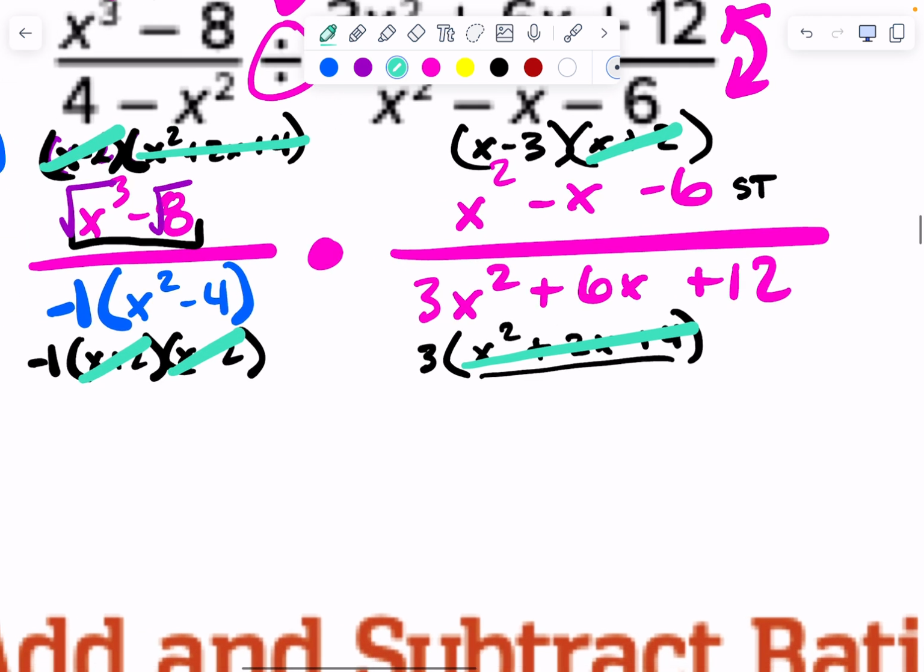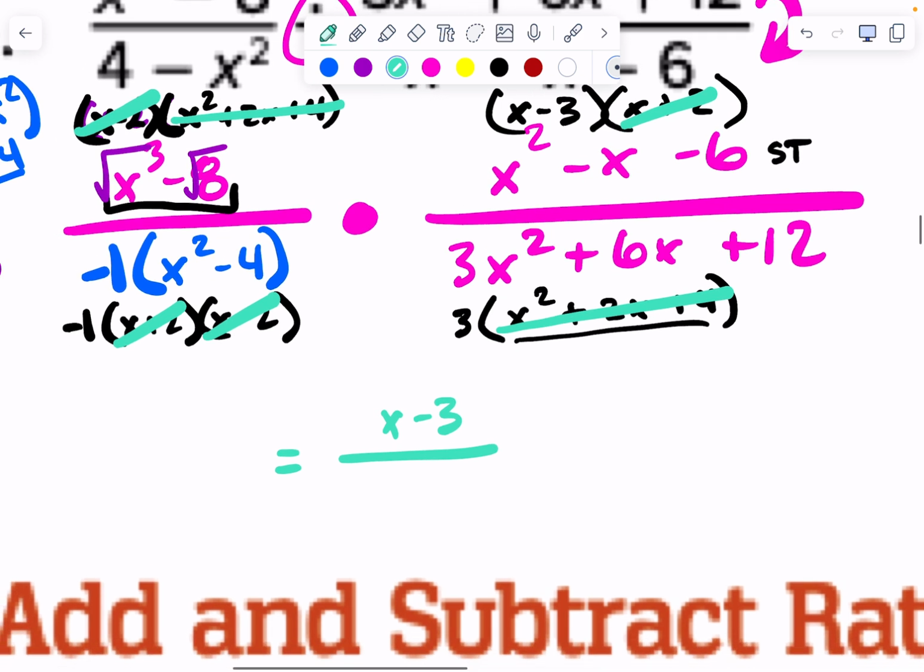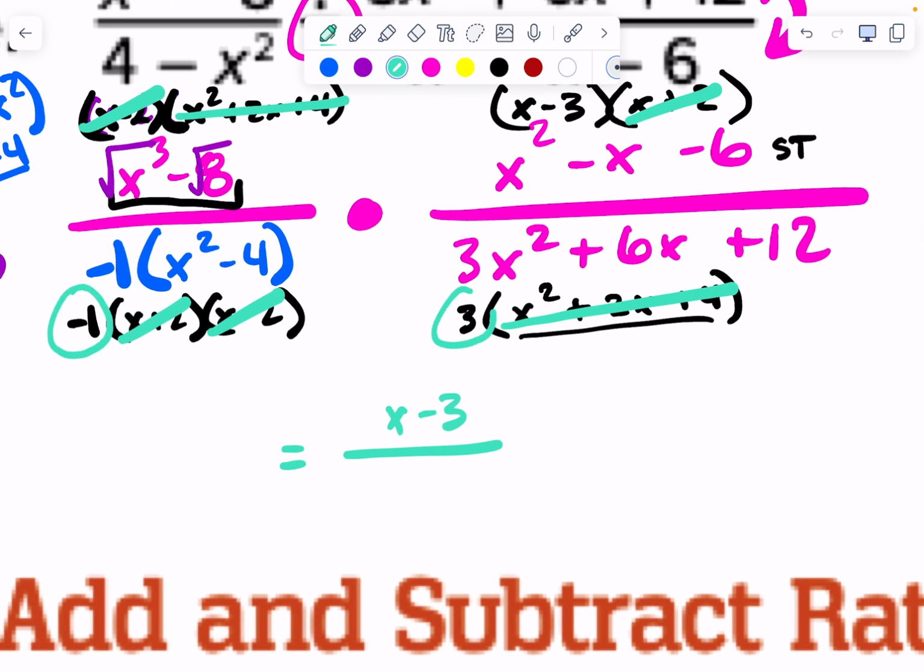Okay, so now that we are almost done, we just write what we have left on the top. What do we have left on the top? X minus 3. And on the bottom we have negative 1 times 3, which is negative 3. Can I cancel these negative 3s? No, because the top one is trapped. The bottom one's not trapped, but since the top one is trapped, it is done.